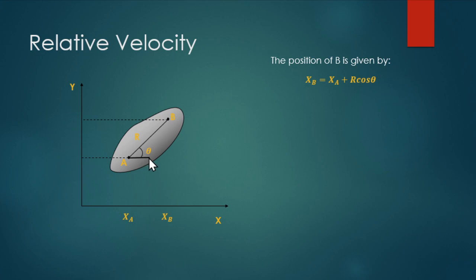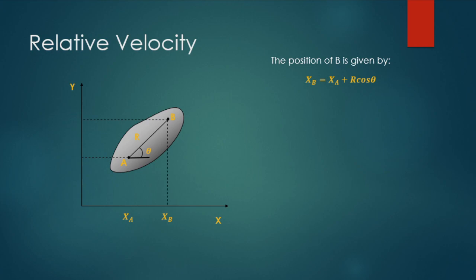So cosine theta is equal to adjacent over hypotenuse, which is this distance over the R. So this distance is equal to R cosine theta. So add the distance from point A to this distance. So we can say that X sub B is equal to X sub A plus R cosine theta.